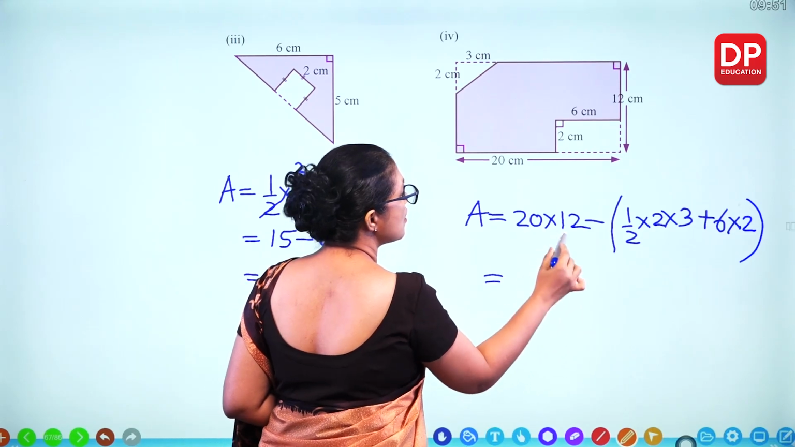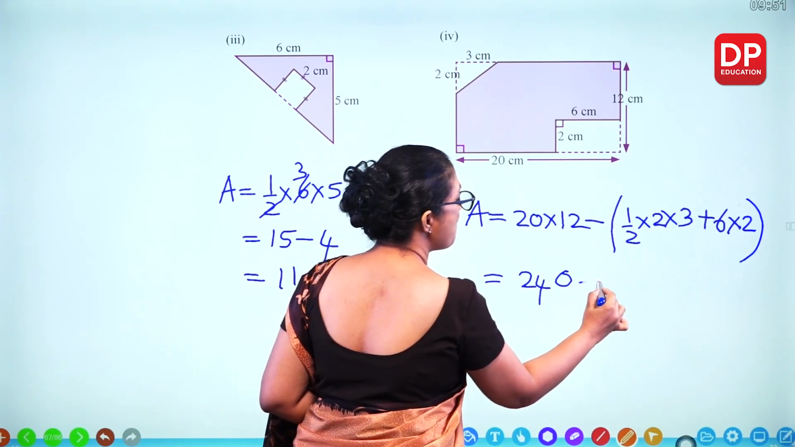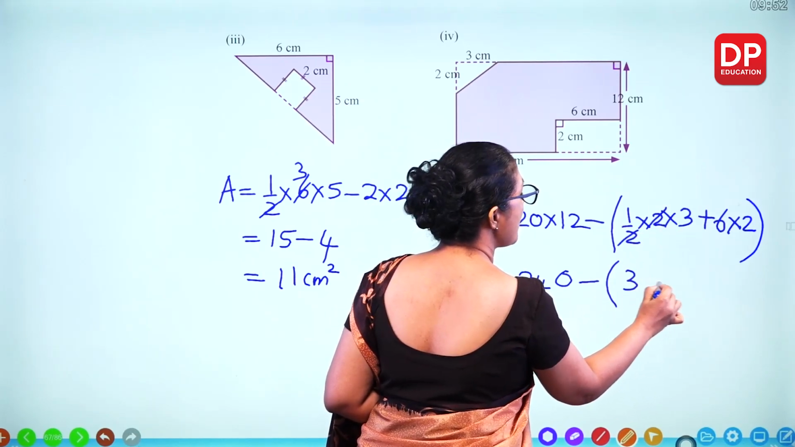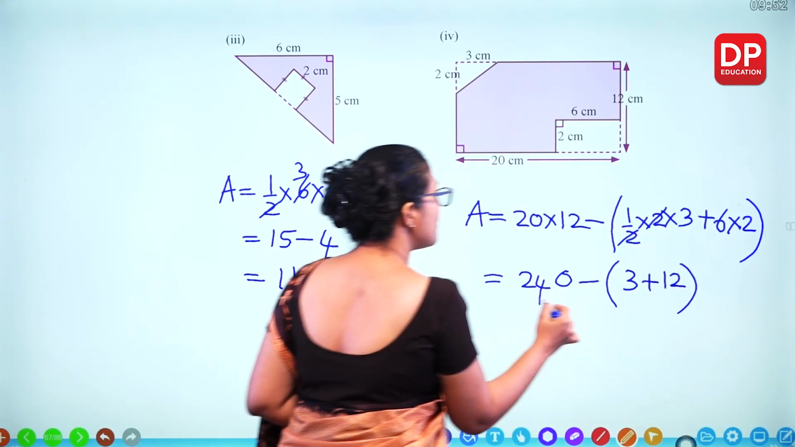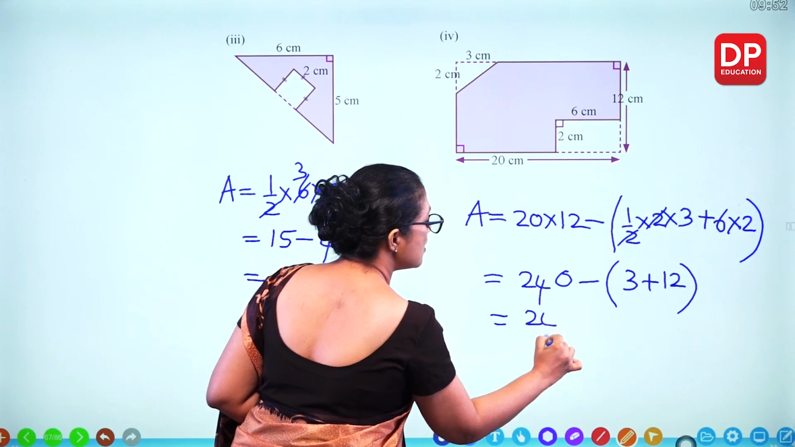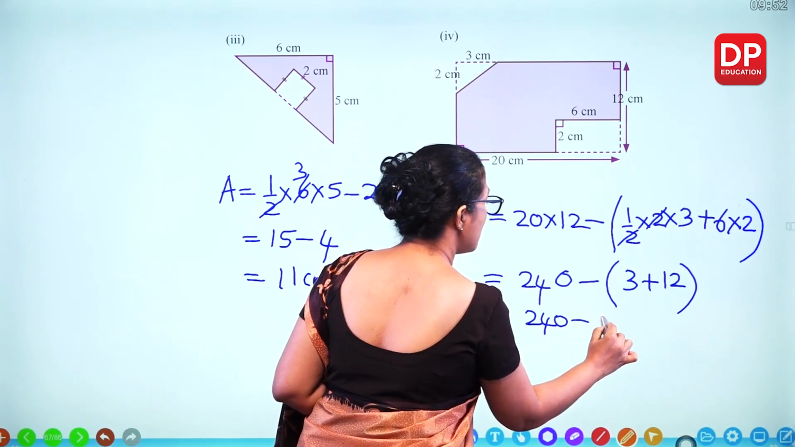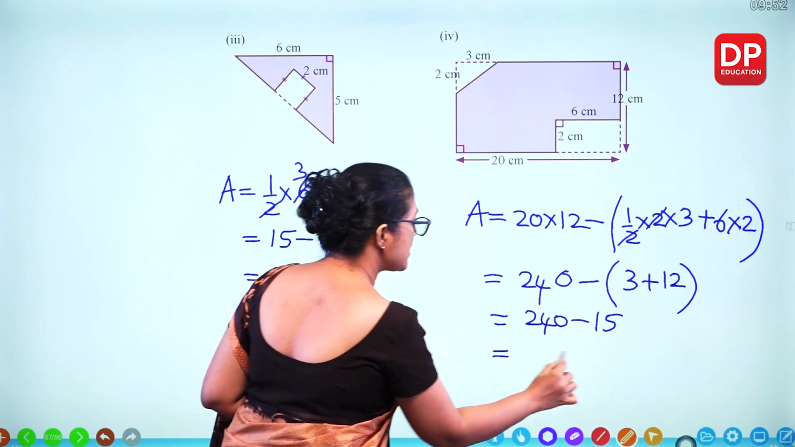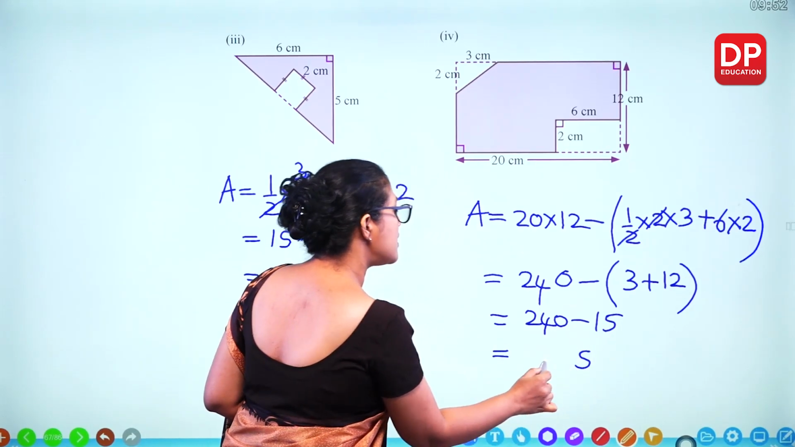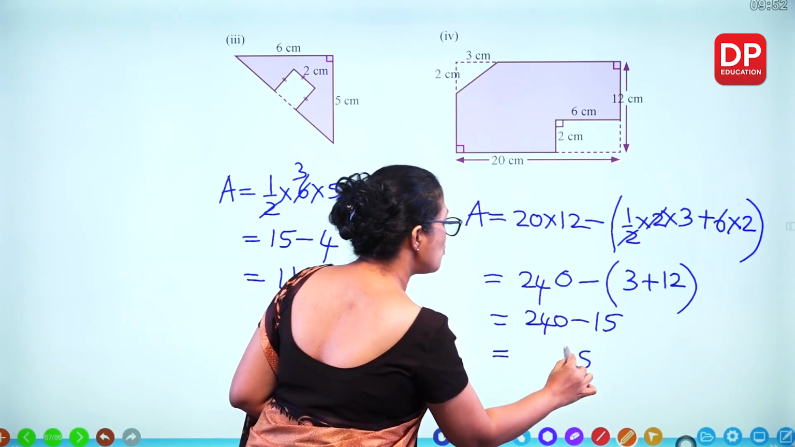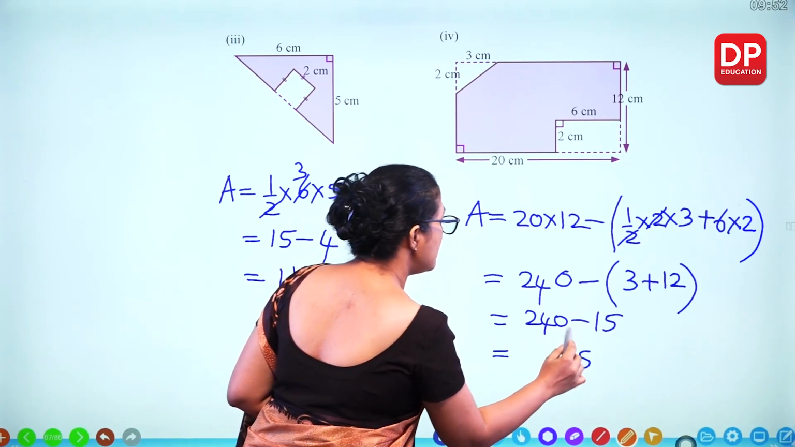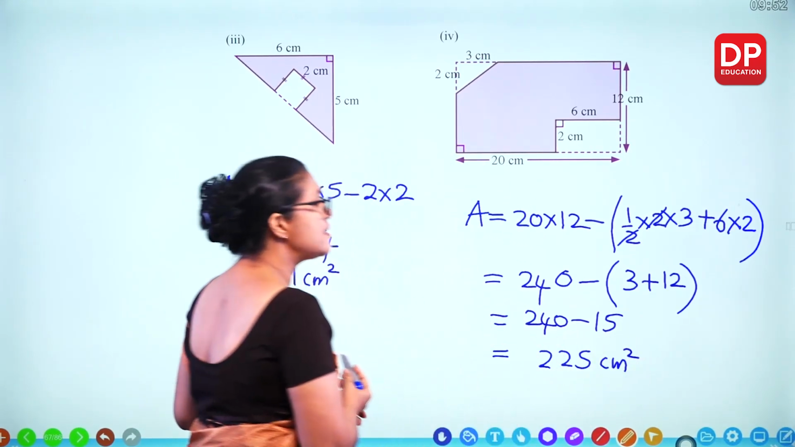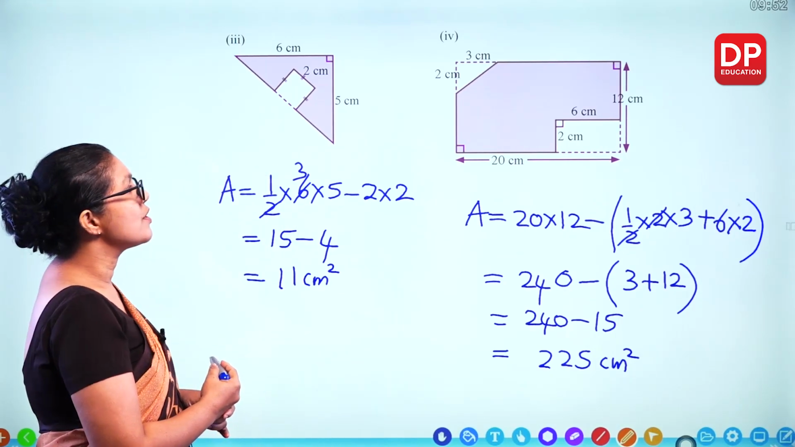You get 240 here minus, what's inside? 3 plus 12. 3 plus 12 is 15. So subtract 15 from this. You get 5 and 5. 10 and 1 remaining 2. So you get 2 here and 225 square centimeters for the shaded region.